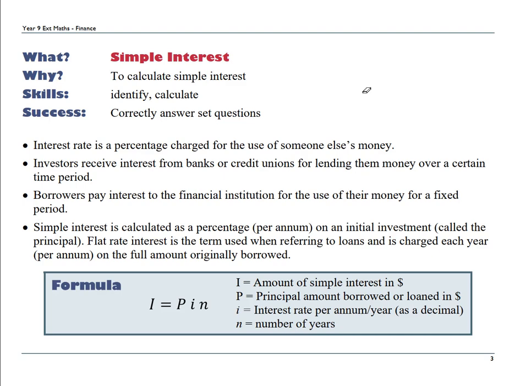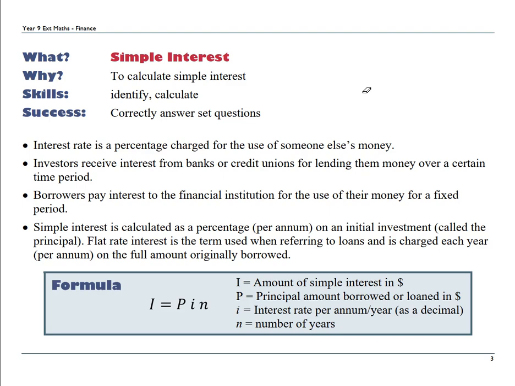Investors, or even us when we put money in the bank, can earn interest on that money for lending it, because the bank now has our money. Borrowers pay interest to the financial institution for the use of their money. So if we borrow money for a house, we're not usually doing simple interest. We're starting off at the very basic, but anyway, that's what happens.